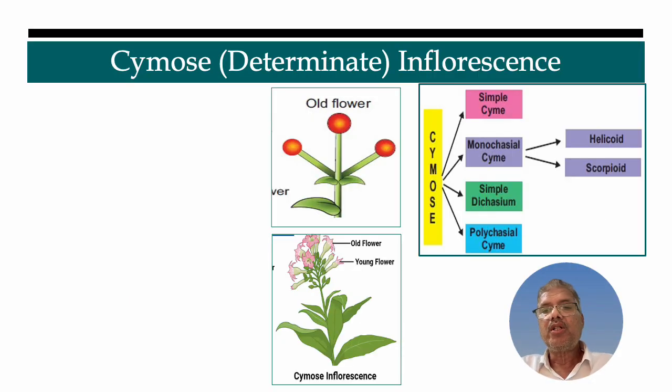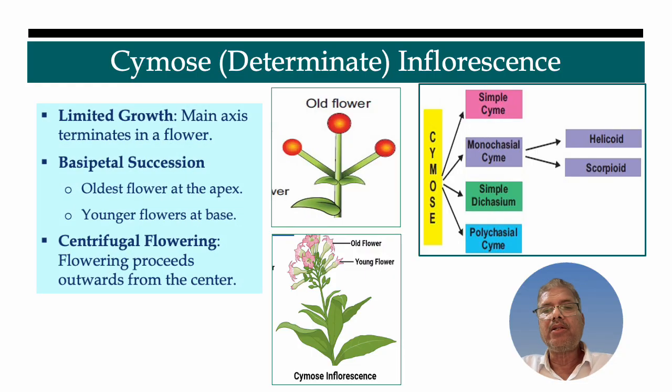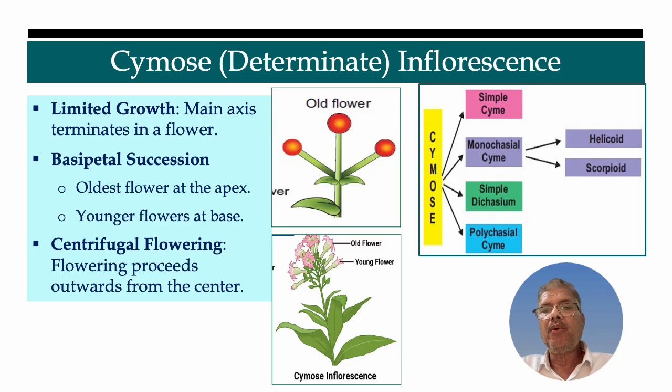The cymose inflorescence, also known as the determinate inflorescence, is characterized by a limited growth of the main floral axis, which terminates in a flower. This means the main stem stops growing after producing a flower at its tip. The new flowers develop from the lateral buds below the terminal flower, resulting in an arrangement where the oldest flowers are at the top or the center and the youngest are at the base. This arrangement is called the basipetal succession.